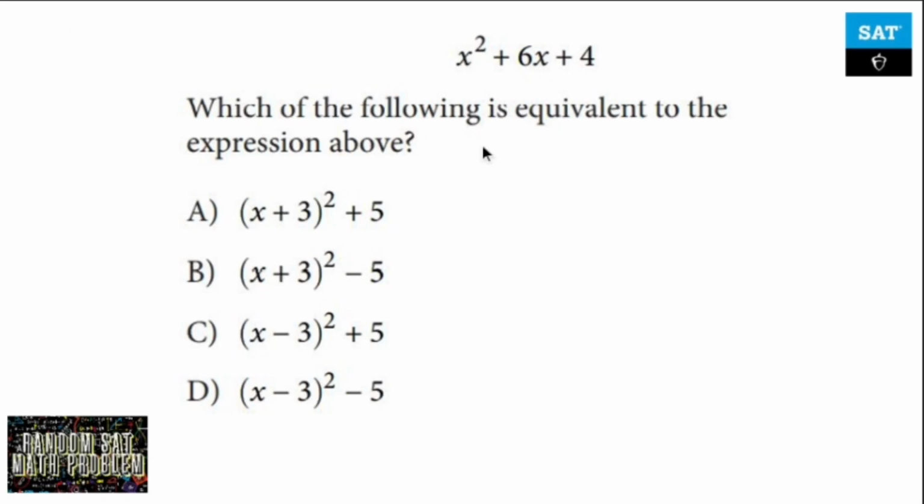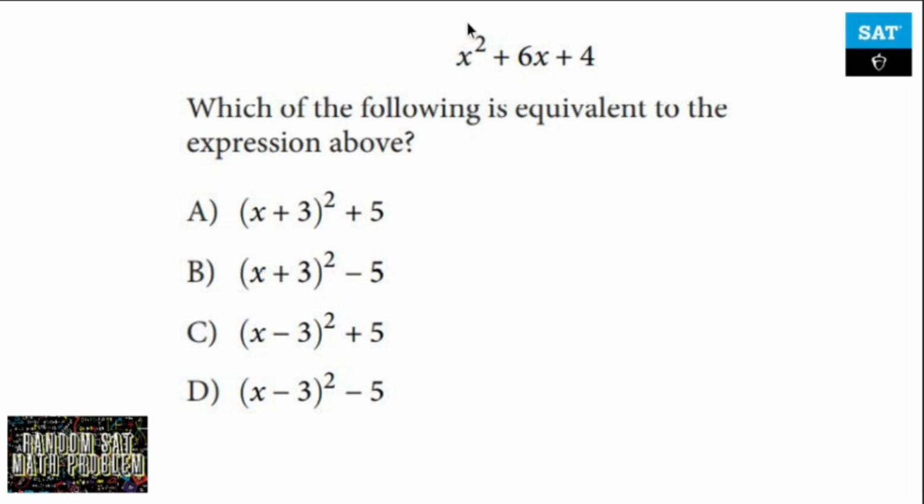Which of the following is equivalent to the expression above? All right. So basically, it's kind of a complete-the-square, vertex-form type of problem, but it's not. The long way of doing it would be, let's FOIL that out and add 5 and see what happens. Let's FOIL that out and subtract 5 and see what happens. But I'm going to go a little bit of a different route.